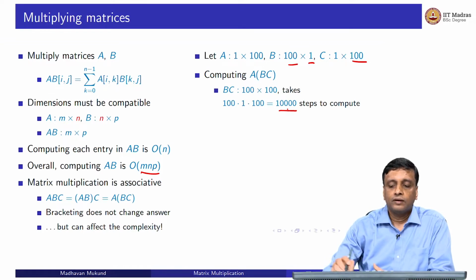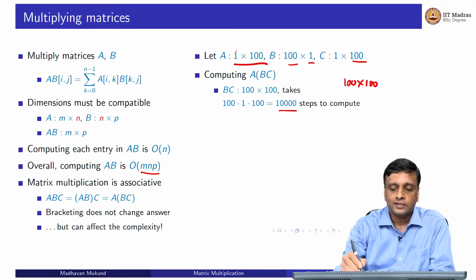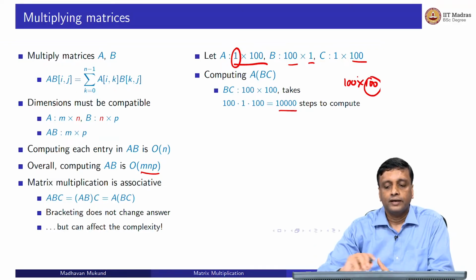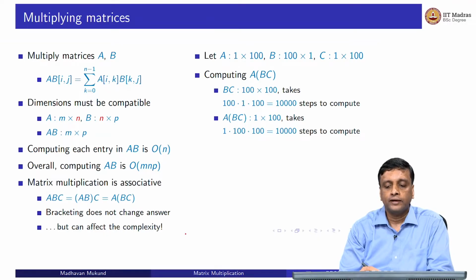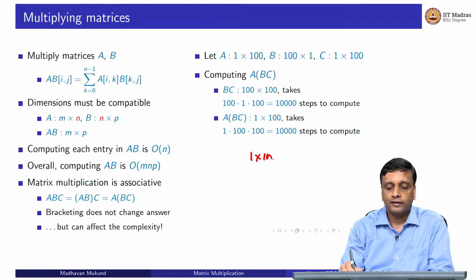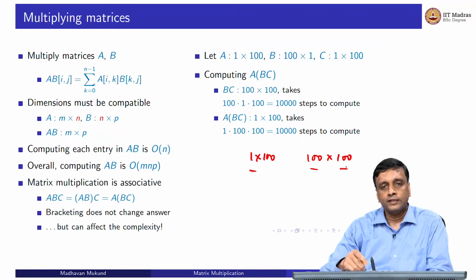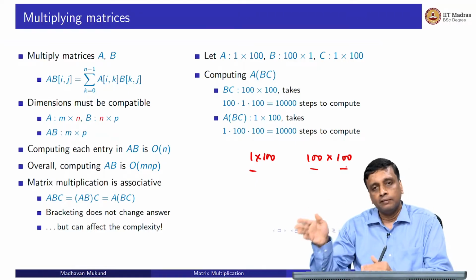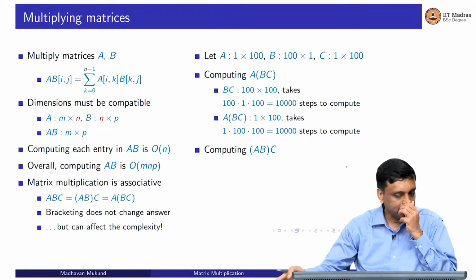Now I have this 100 by 100 matrix, and here I have a 1 by 100 matrix. So the final answer, A times B times C, is going to be 1 by 100. How much time is it going to take? Well, I had a 1 by 100 here and a 100 by 100 here, so it's 1 into 100 into 100, so it's again 10,000. Therefore, computing this product by first doing B times C and then doing A into that product takes 10,000 plus 10,000 steps.